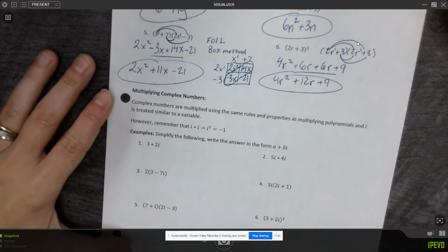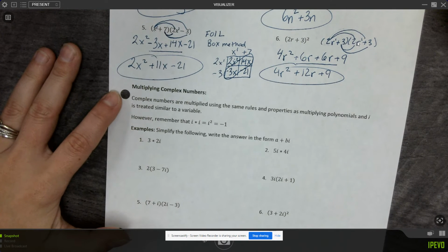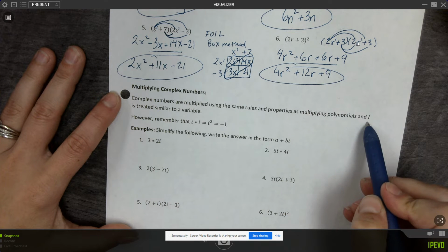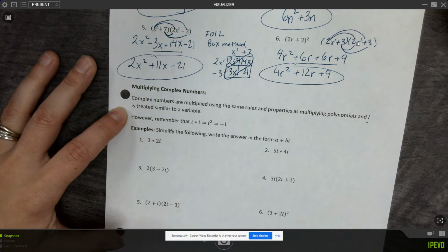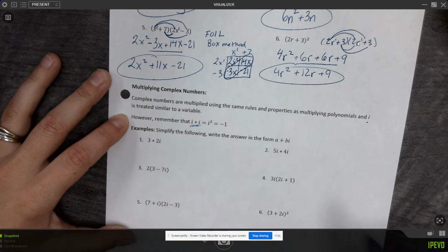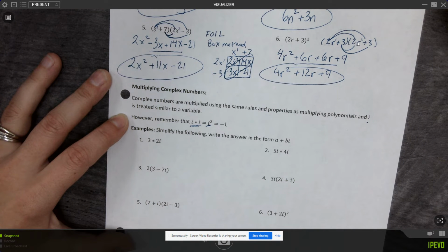Okay, let's talk about multiplying complex numbers now. It's the same rules and properties as multiplying your polynomials. Your number, i, is still treated like a variable, similar to how it was in adding and subtracting. When you added and subtracted like terms in the last lesson, you added your real parts and you added your complex parts. However, super important, when you do i times i, which is i squared, you learned in 3-1 that i squared is -1.